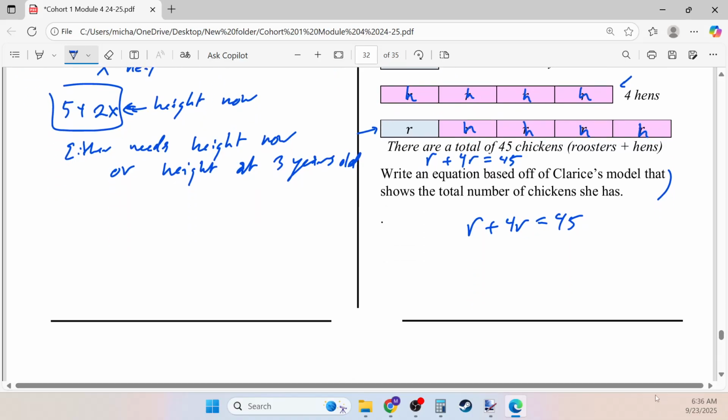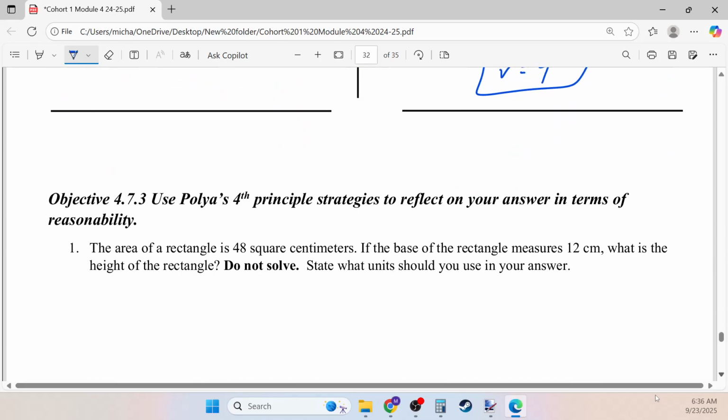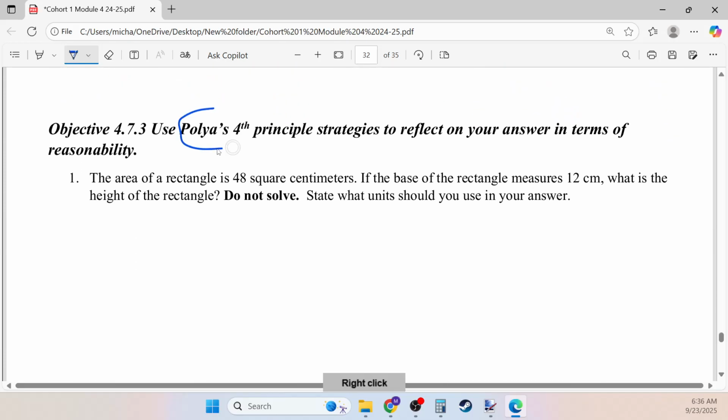I want to solve this one just because I like chicken. 5R equals 45, and R equals 9. Okay. We're skipping the third principle because the third principle is to do the plan, which is what the entire rest of the module is.